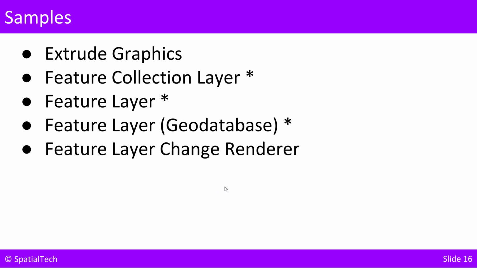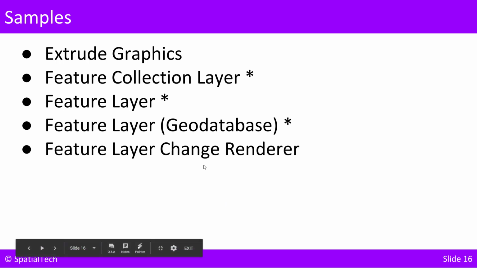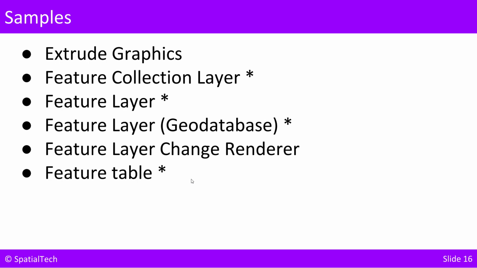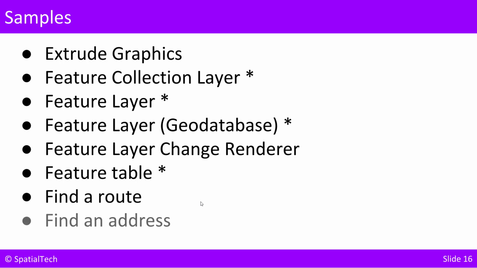Also, how to change the renderer. So the services do come with symbology, but today, I'm not sure when it happened, but definitely on a 10.6 ArcGIS Server, you can override that symbology if you need to. A feature table, how to get to the feature table. Often when you're doing queries and that type of thing, you have to drill down through the feature layer to get to the feature table to perform a query. Find a route, so directions. Find an address.